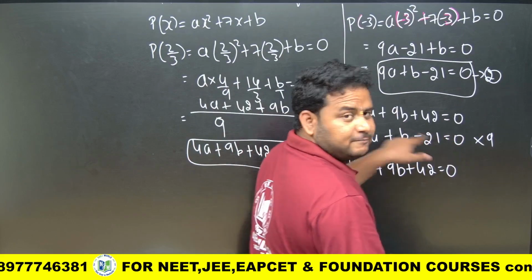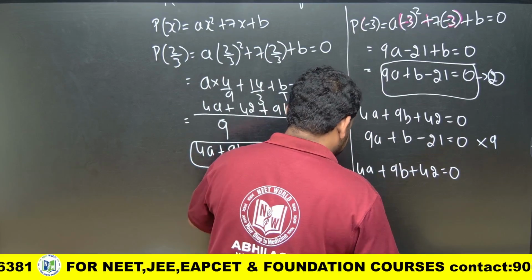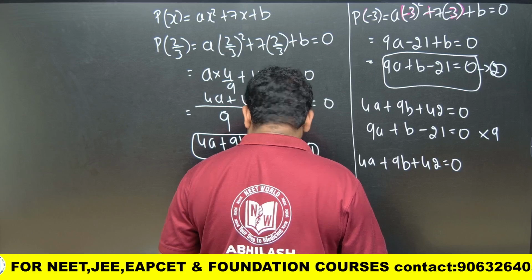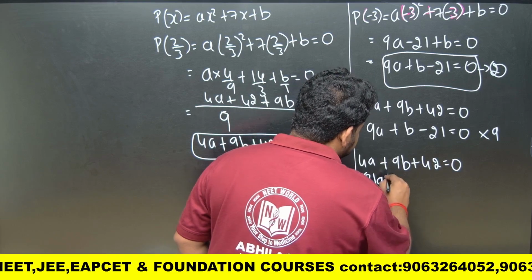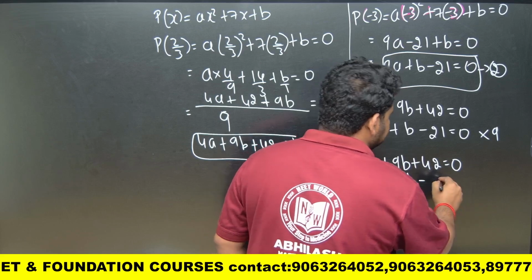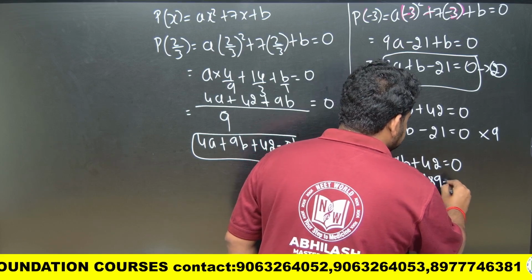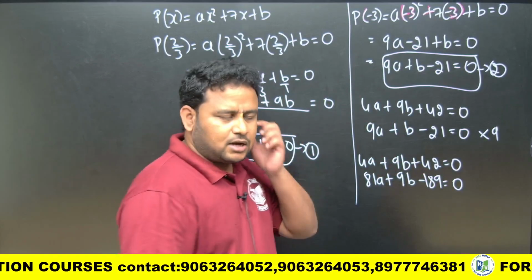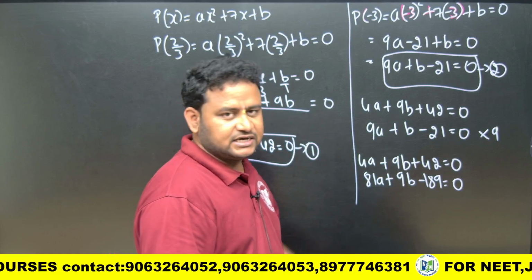If I multiply by 9, 9 into 9 is 81a. This will become 81a plus 9 into b is 9b minus 9 into 21. 9 into 1 is 9, 9 into 2 is 18, so 189 is equal to 0. This is what I got. Now, 81a plus 9b minus 189 is equal to 0.